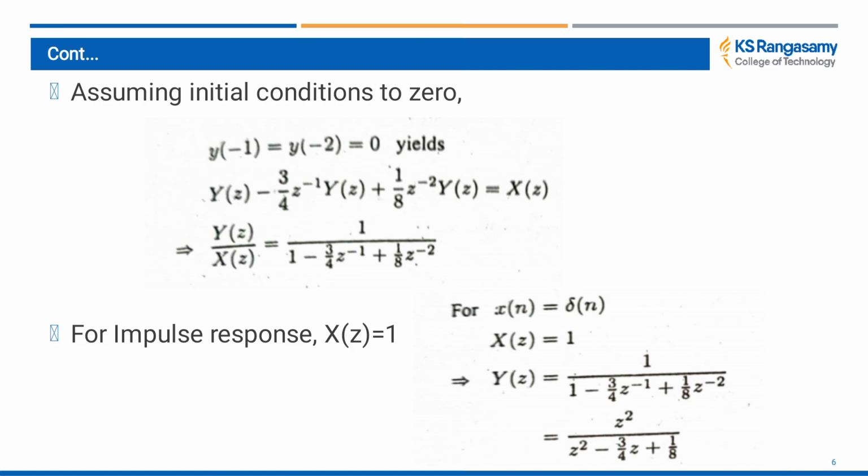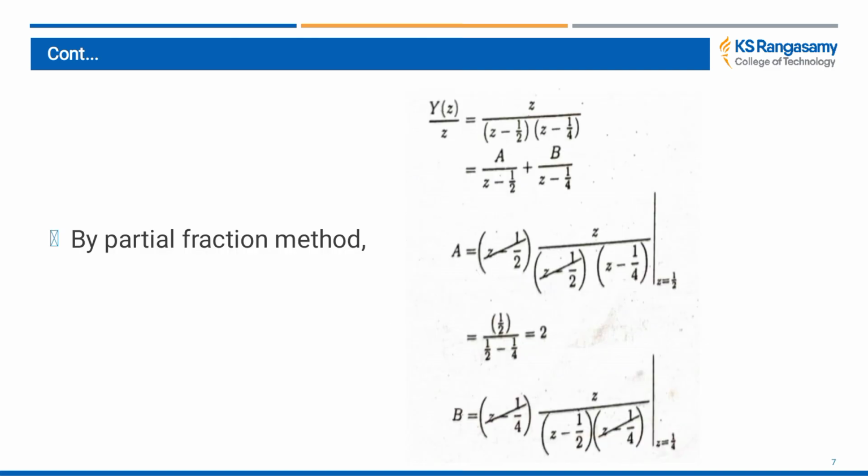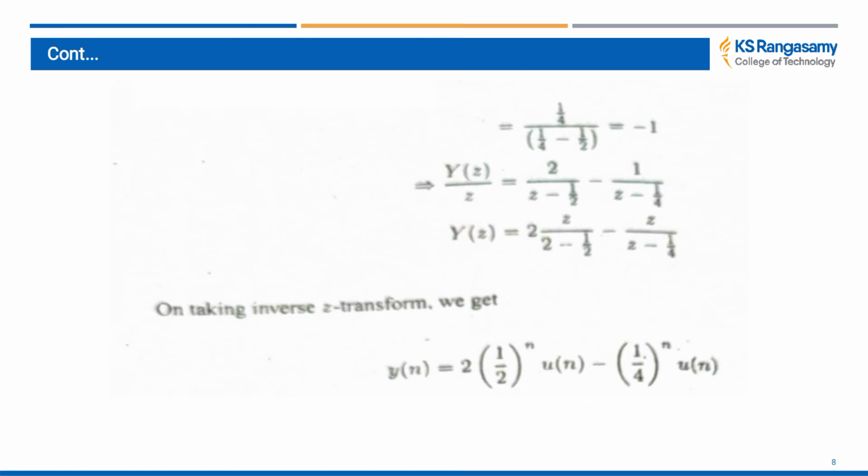So we obtained the function as z square divided by z square minus 3z by 4 plus 1 by 8. And taking partial fractions for finding the coefficients, a is equal to 2 and b is equal to minus 1. Solving that, we obtained y of z is equal to 2 into z divided by z minus 1 by 2, minus 1 into z divided by z minus 1 by 4. So cross multiplying the z, it will give the general form.